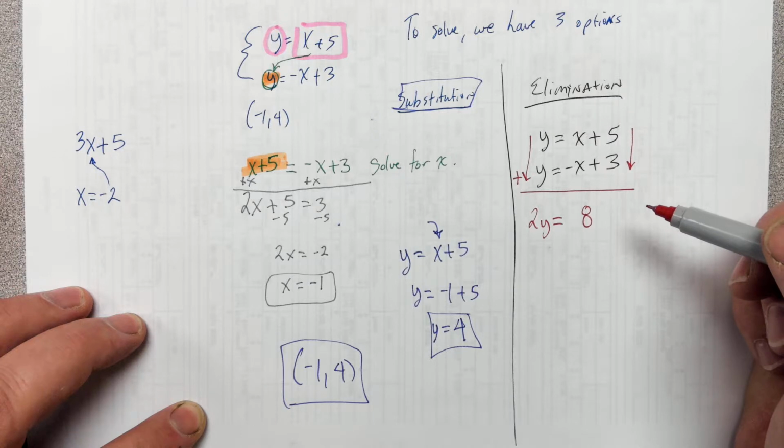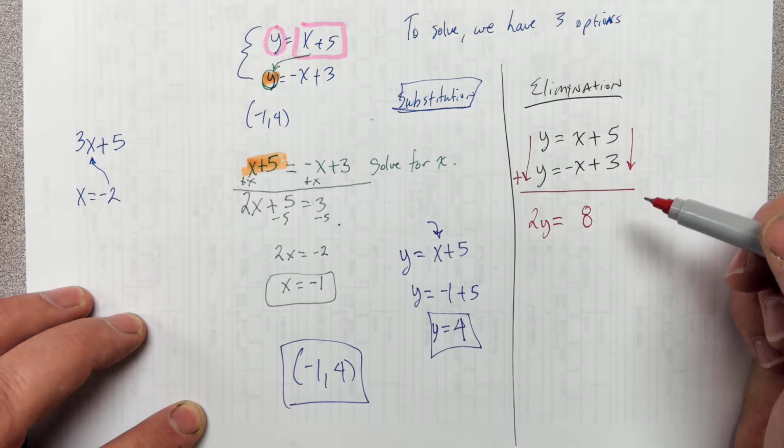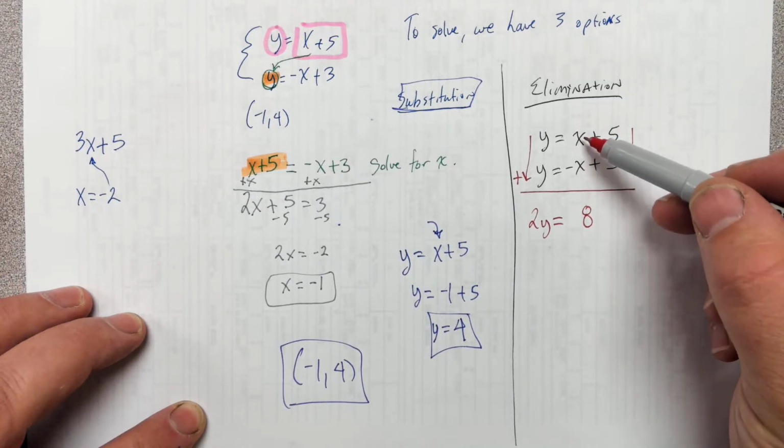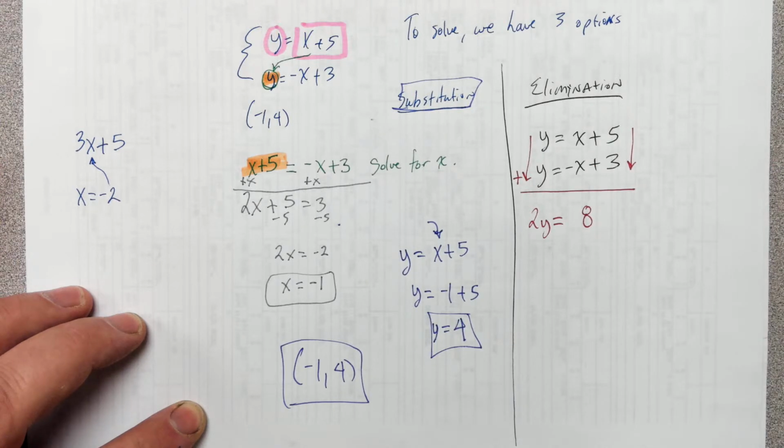You see how that worked? I just added them, because negative x plus x is 0. Bye-bye. It's eliminated. Zero. Gone.